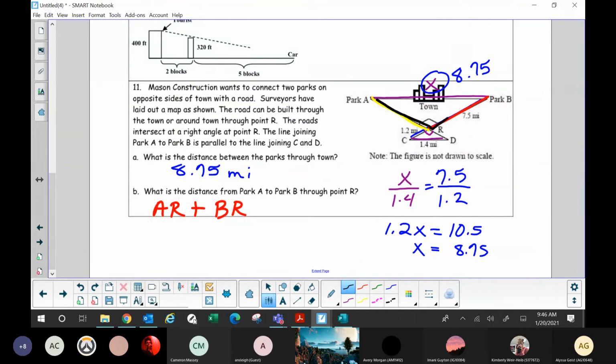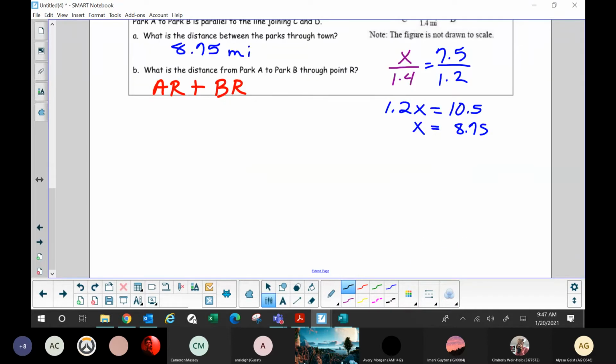This is a big right triangle. The hypotenuse is 8.75, so that's our C. We'll call this side A, we'll call this side B. A squared plus B squared equals C squared, and that's how you set it up. Let me extend the page, I'm running out of room here.